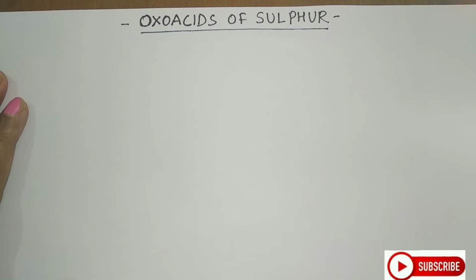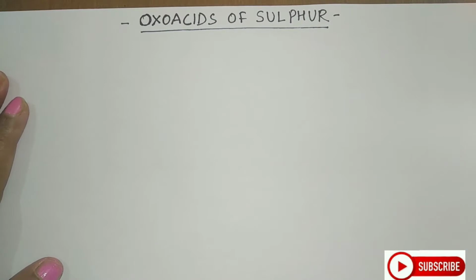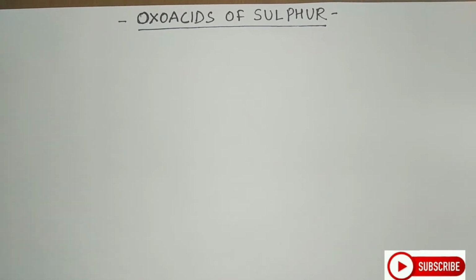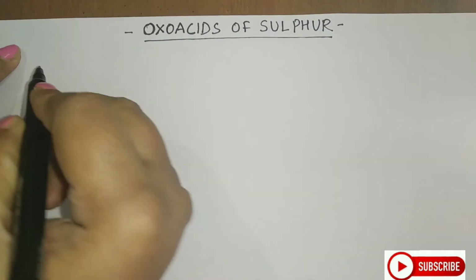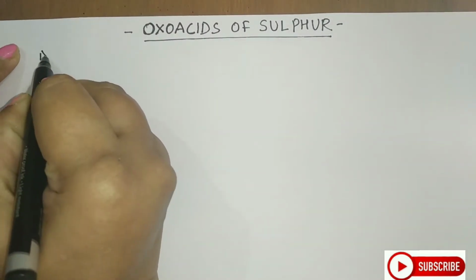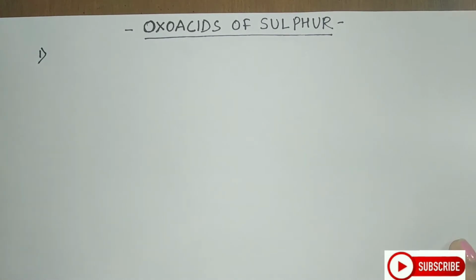So for that, we will be using certain simple tricks that you have to follow to know how to draw the structure for oxo acids. So let us start with the steps one by one. The first and very important thing about the oxo acids is that you have to form the maximum number of bonds that sulfur can exhibit.